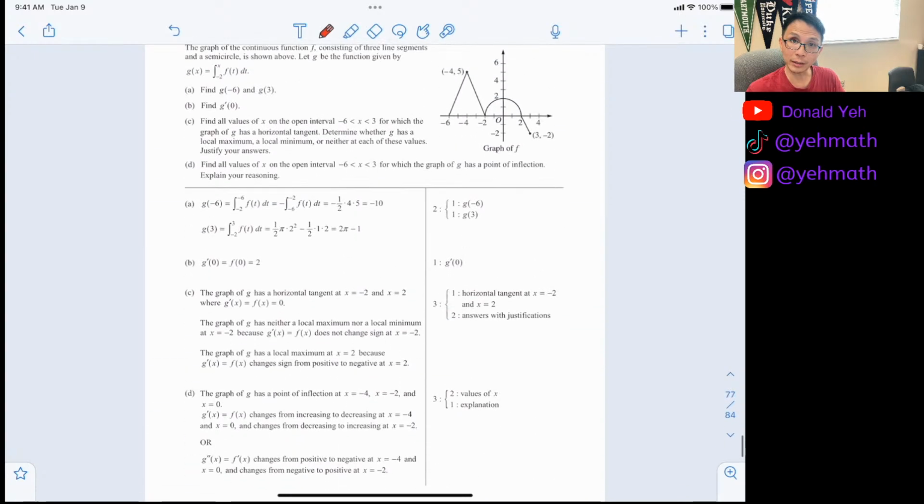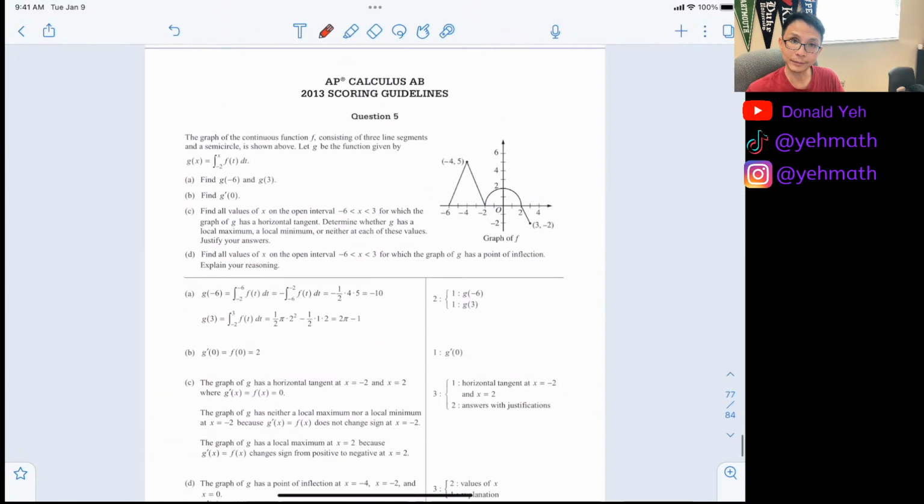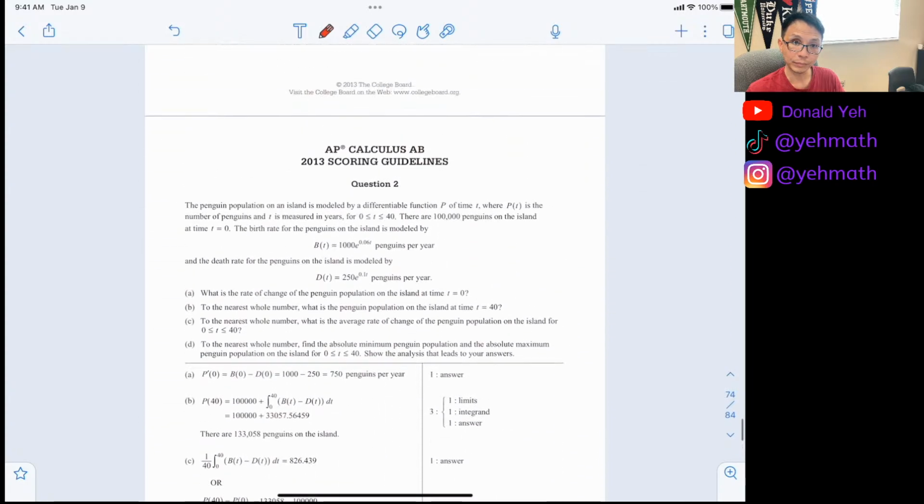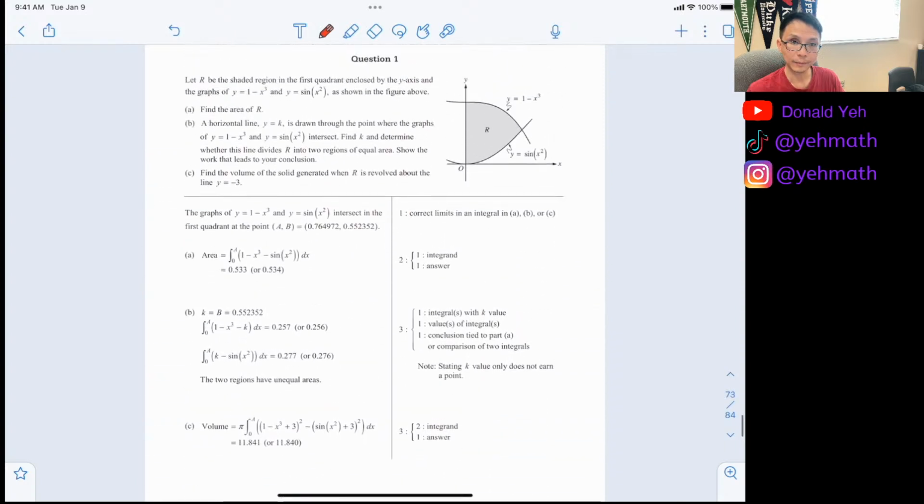Oh, I do have the scoring guideline. Oh. I lied. I don't know. So here's the scoring guideline. So you can just put like A on it. Wait, no, who's not points? What? Why not?